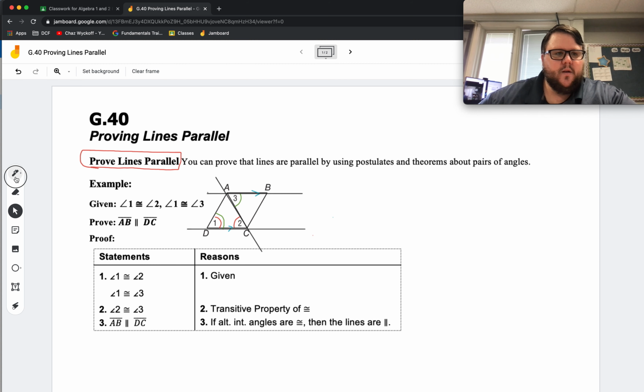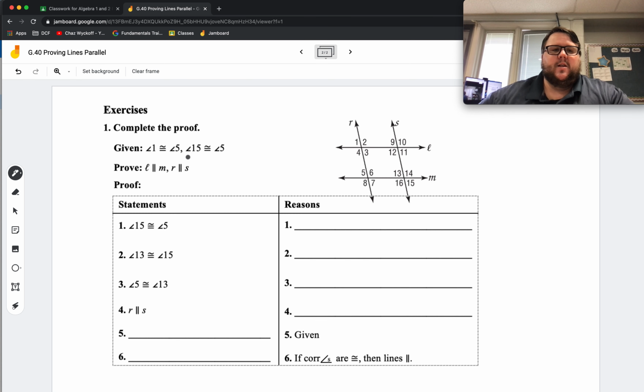So I extended those lines out, and now you can see that angle 3 and angle 2 are alternate interior angles. If alternate interior angles are congruent, then the lines are parallel. So we've just proved that the two alternate interior angles are congruent, which means that AB is parallel to DC. We proved what we were trying to prove. So we say, yay. Let's go ahead and do this. We're just going to do one proof.